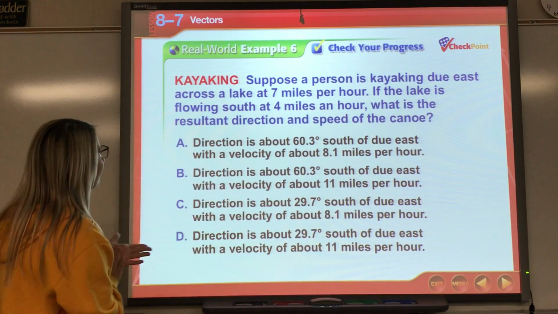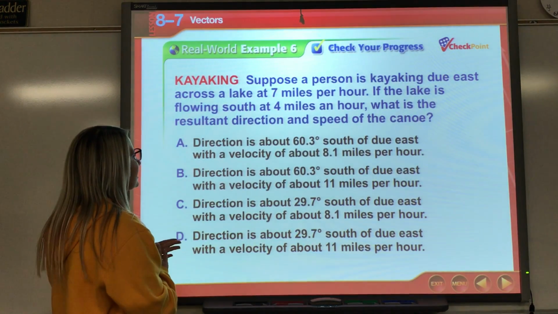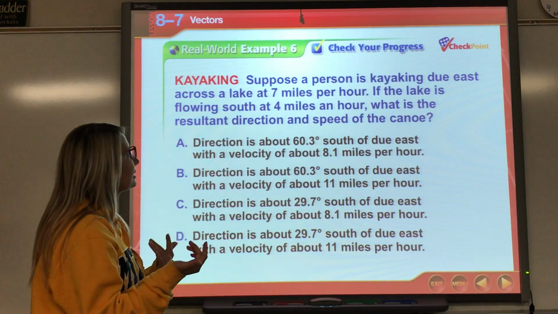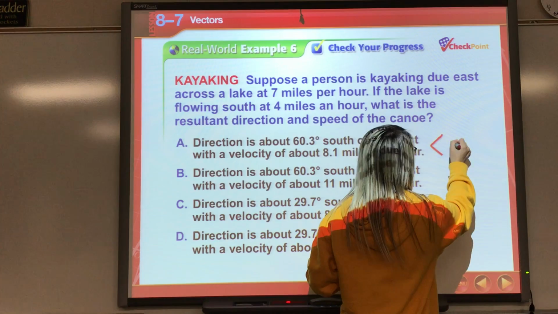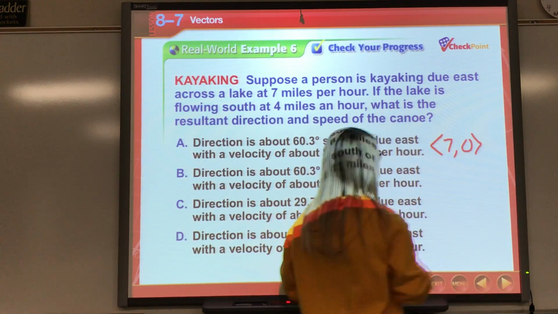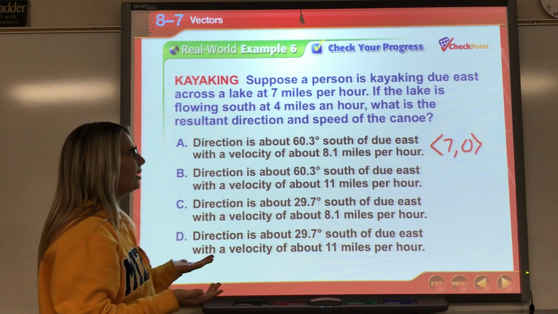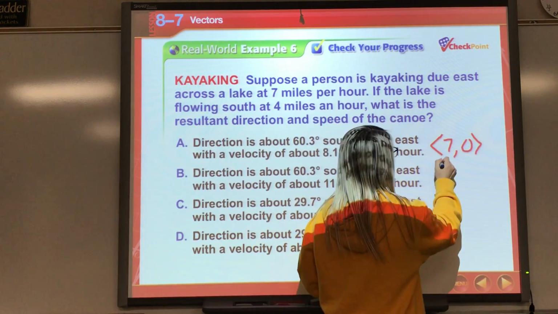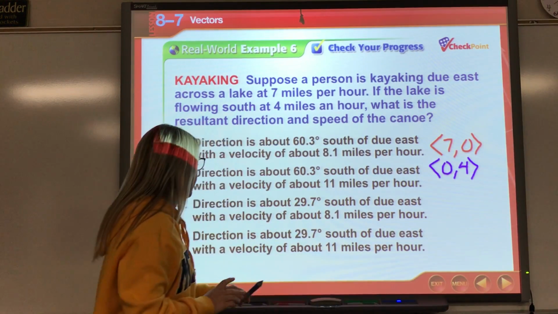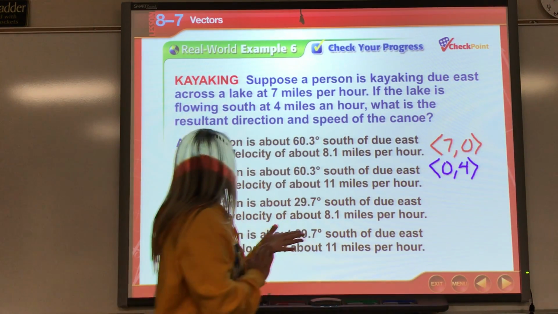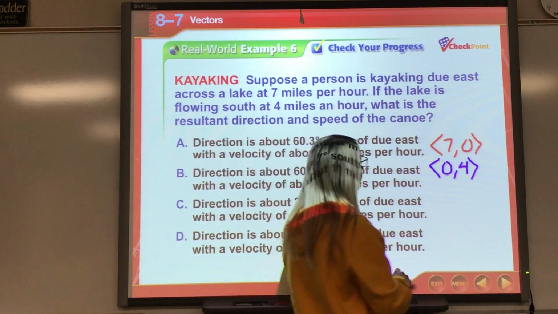Okay, but I think this is our last one. One very similar to that last one says, suppose a person is kayaking due east across a lake at 7 miles per hour. So our canoe now is going at 7, 0. And the lake is flowing south at 4 miles an hour. So like the last one, we would have 0, 4. What is the resultant direction and speed of the canoe? Oops, this is a -4 because we're going down.